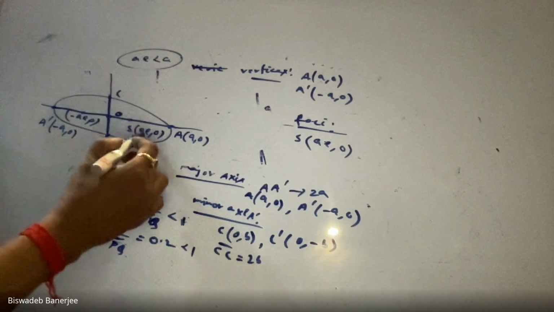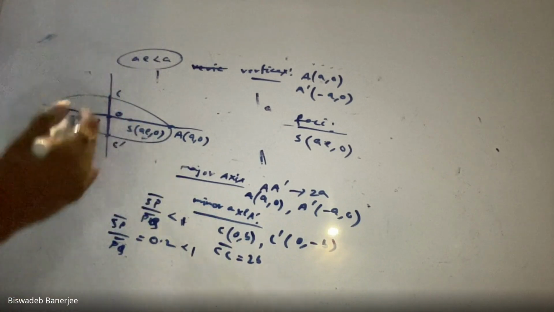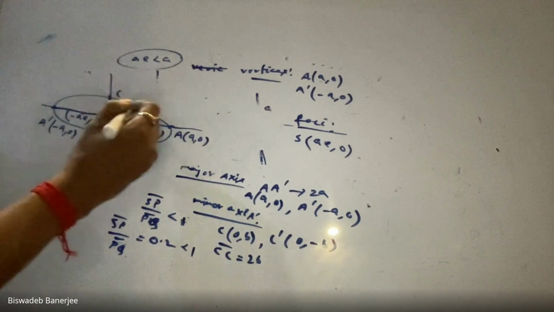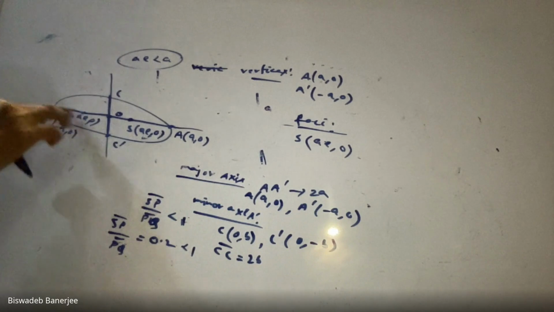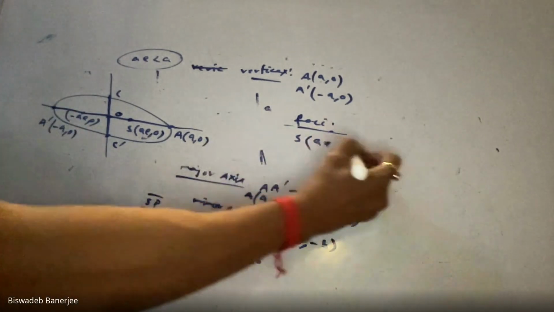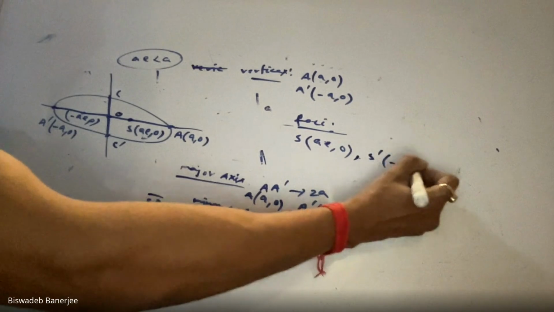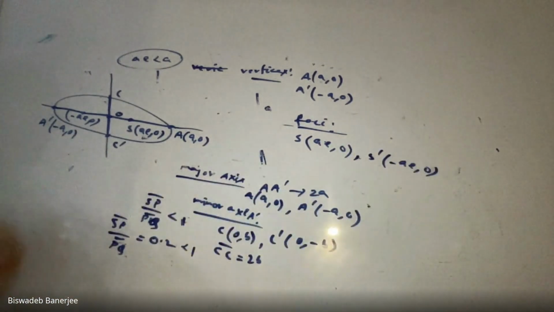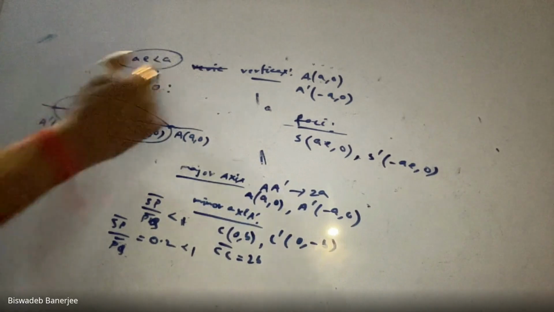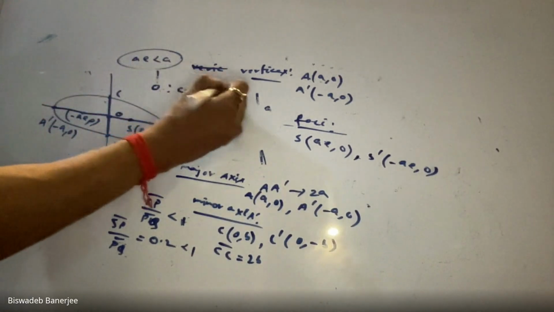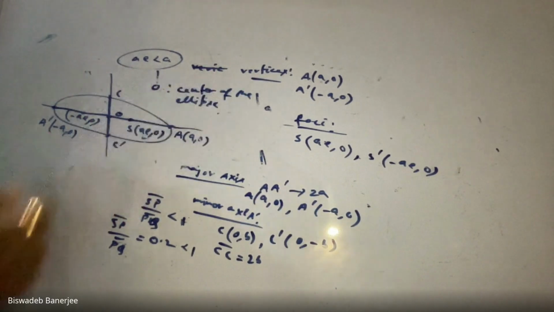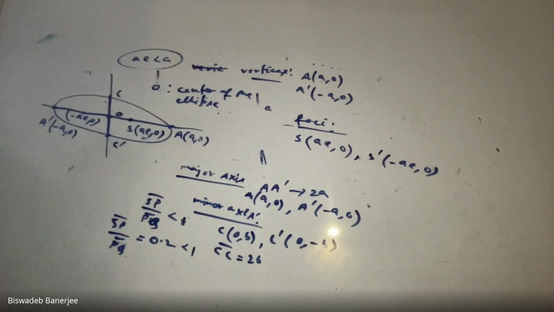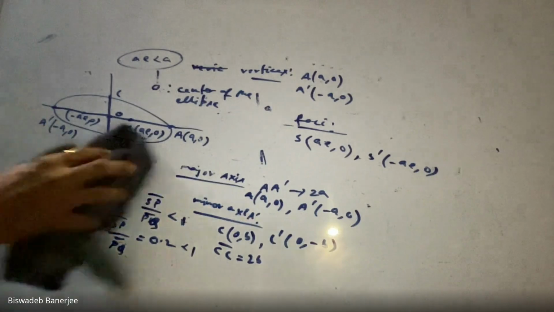And I can repeat, for the foci e is less than 1, so ae is less than a. So my focus will be inside the ellipse. Similarly, here too it will be inside the ellipse. These are my foci. And the last thing, the point O is called the center of the ellipse. Finally, just pause the video and write all this down.